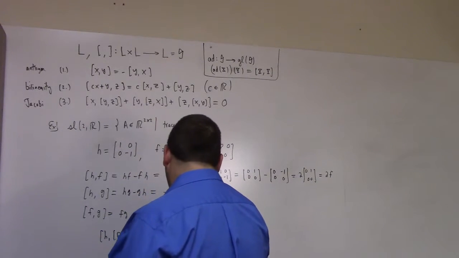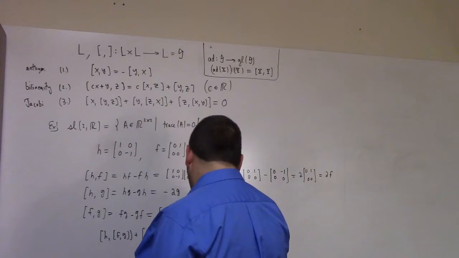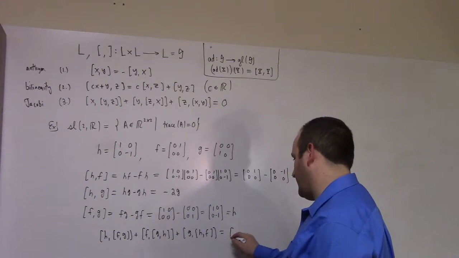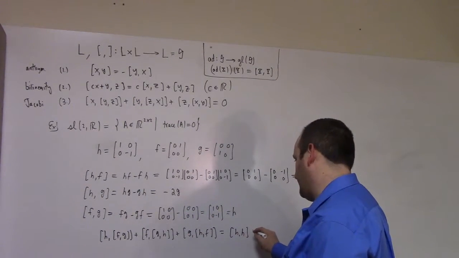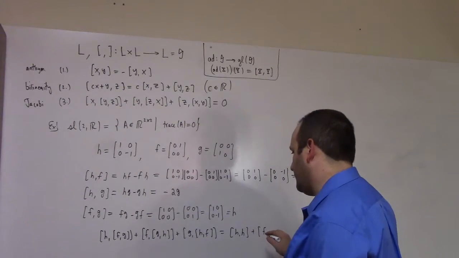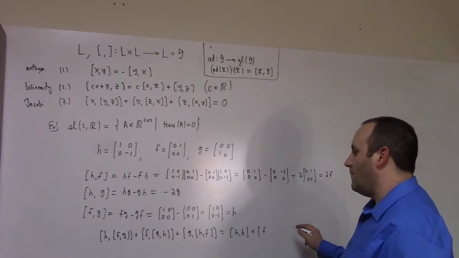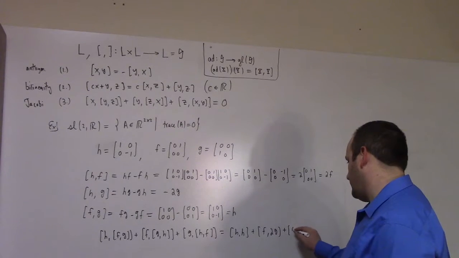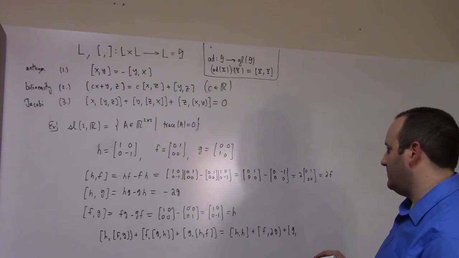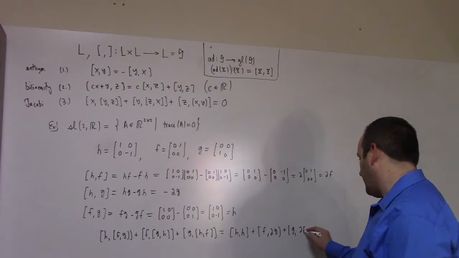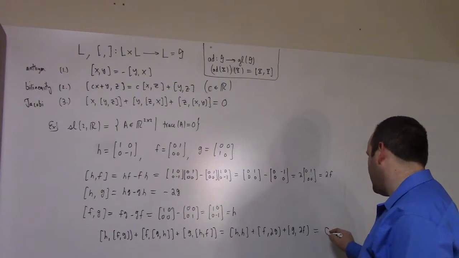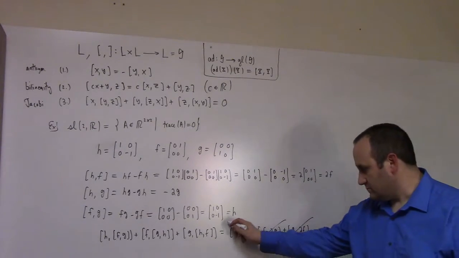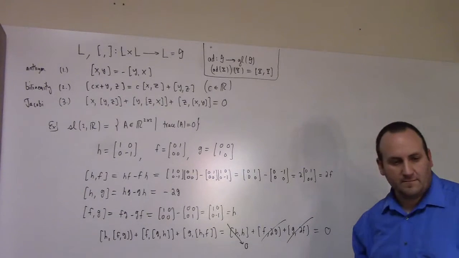So is this true? Let's see. FG is HH. GH was what? Be 2G. Yep, 2G. HF was 2F. There you have it. Yeah. These cancel. That's 0, by skew symmetry.